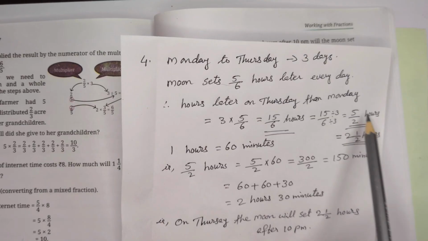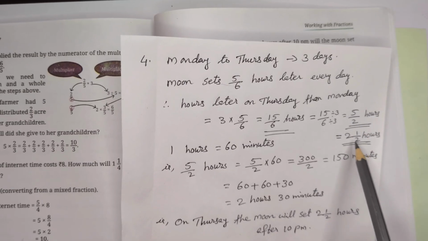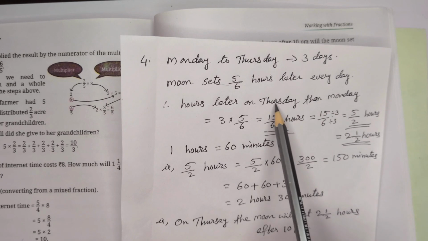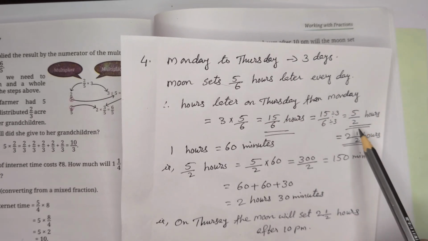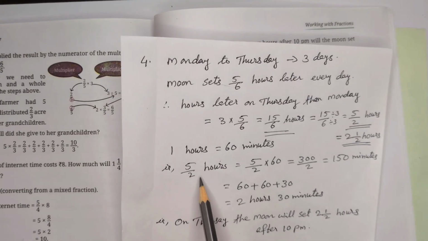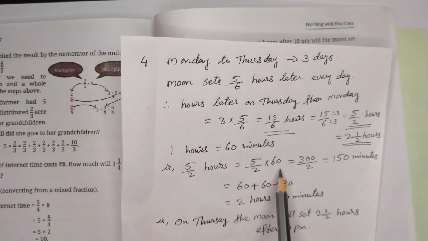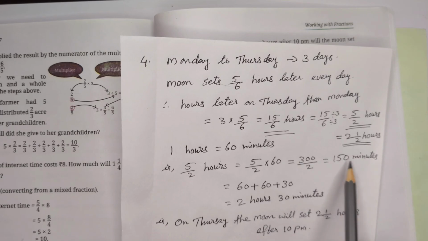This is an improper fraction. If you are converting to mixed fraction, it will come 2 and 1 by 2. So 2 and 1 by 2 hours later on Thursday than Monday. This we can consider another way also. 1 hour is equal to 60 minutes. So 5 by 2 hours means 5 by 2 into 60. It will come 300 by 2. That means 150 minutes later.